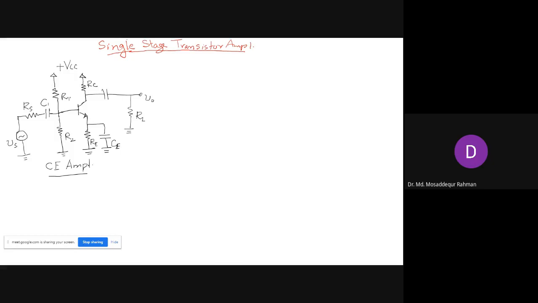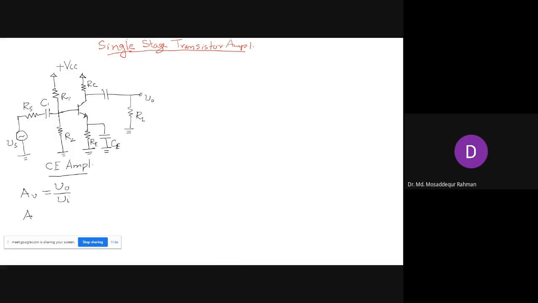So this is our common emitter amplifier, and we want to analyze this amplifier circuit to determine certain amplifier parameters. The amplifier parameters that we are mostly interested in are the voltage gain, current gain, the input and the output resistances. The voltage gain we can define like this. So that is our voltage gain.